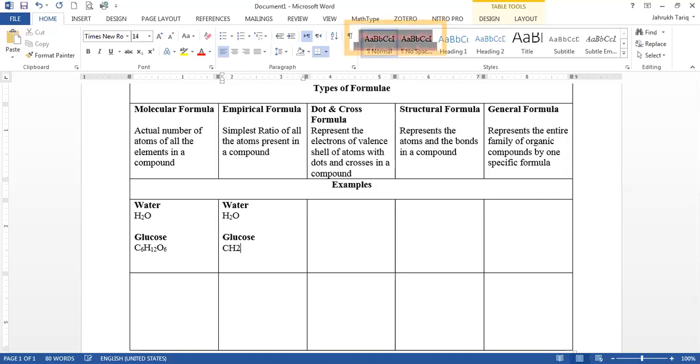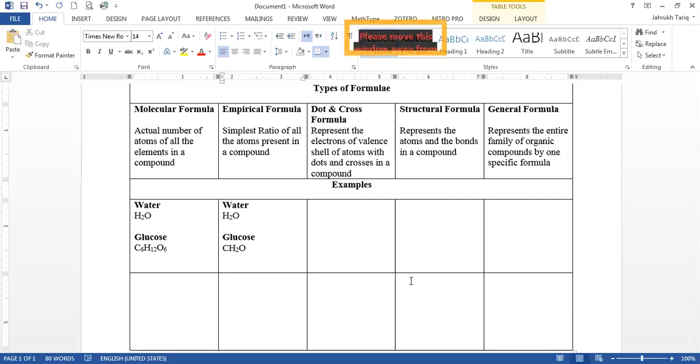Okay, let's ask Zain. Zain, can you tell us the reason why the formula is CH2O for glucose in empirical, while the same thing was C6H12O6 when it came to molecular formula? In empirical formula, we have to find out the smallest ratio of the formula. Very good. So which number did you divide it with to get this smallest ratio? Sir, 6. Very good. That's good.